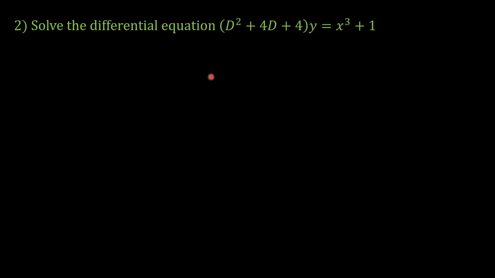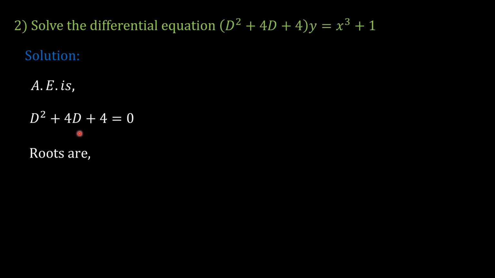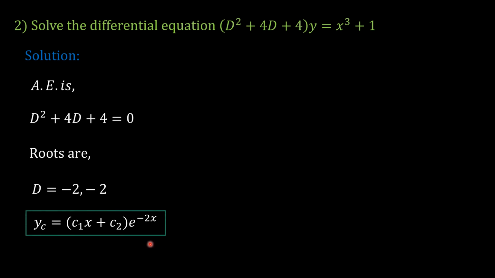Solve the differential equation (D square plus 4D plus 4) of y is equal to x cube plus 1. So the auxiliary equation is D square plus 4D plus 4 equal to 0. Roots are, so which is the expansion of (D plus 2) whole square. Therefore roots are minus 2, minus 2. Hence, the complementary function is (c1 x plus c2), as roots are real and repeated, into e raised to minus 2x, which is the complementary function.